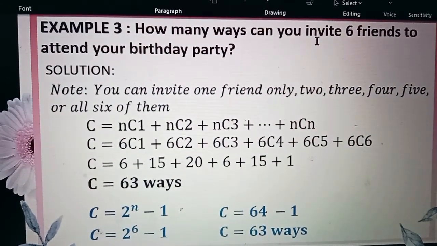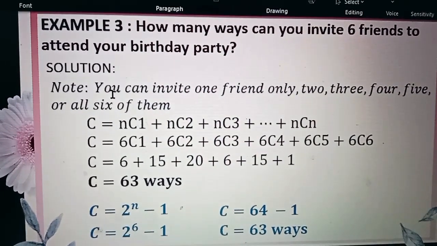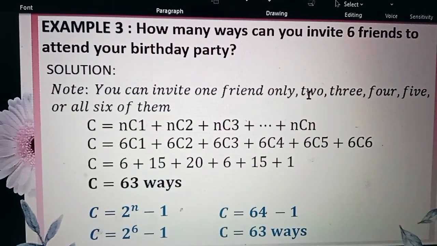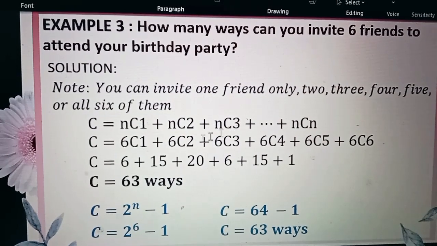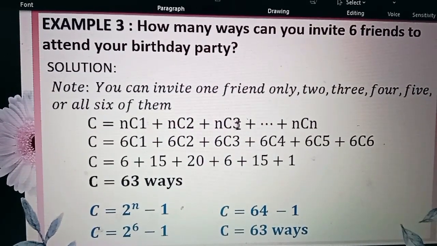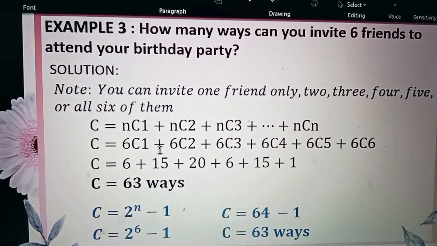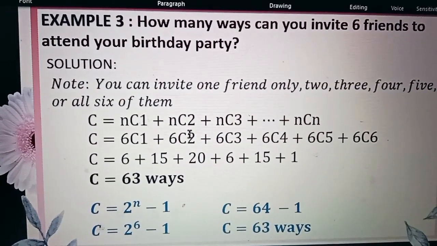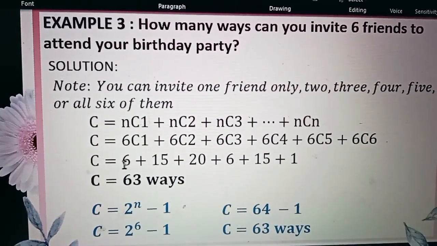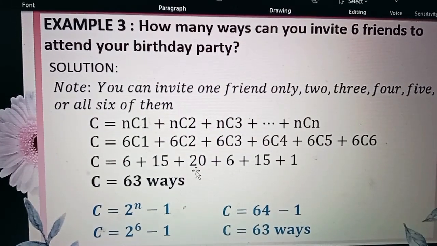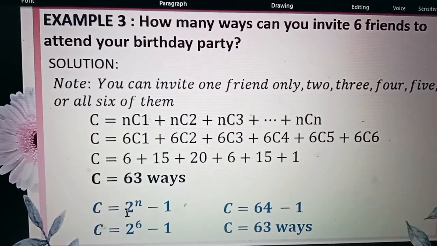Example, how many ways can you invite 6 friends to attend your birthday party? Note you can invite one friend only, two, three, four, five, or all 6 of them. So nC1 plus nC2 plus nC3 up to nCn. C is equal to 6C1 plus 6C2 plus 6C3 plus 6C4 plus 6C5 plus 6C6. C is equal to 6 plus 15 plus 20 plus 15 plus 6 plus 1. C is equal to 63 ways.